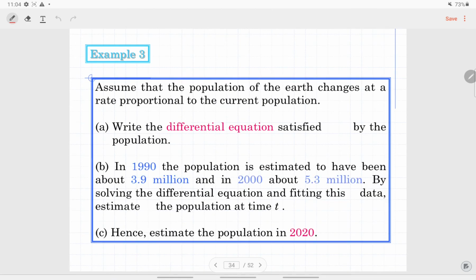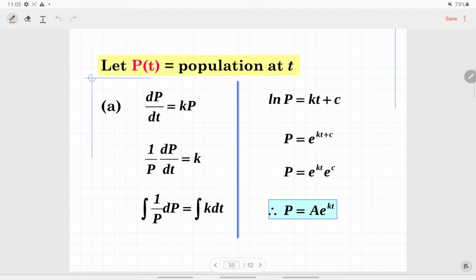Okay, proceed to example 3. We assume that the population of the earth changes at a rate proportional to the current population. Write the differential equation satisfied by the population. Population, we know that it is a rate of increase, right? So dp over dt, the population over time, equal to kp, where k is the constant.